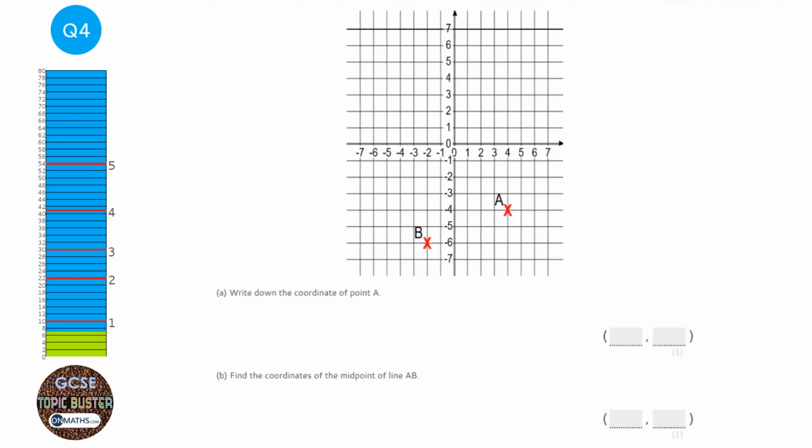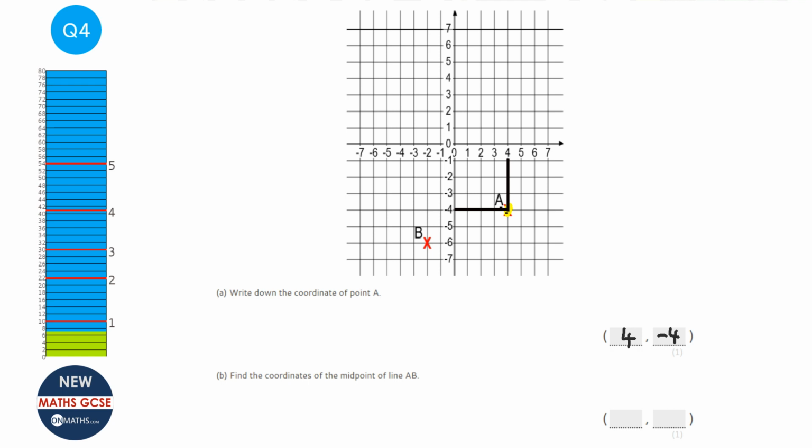So it says write down the coordinate of point A. So we've got to figure out where point A is. It's here. Now, when you're finding out coordinates, it's dead simple. You've got to find out the x-coordinate first. Now, the x-coordinate is this one here. So the x-coordinate is 4. Now, the y-coordinate is this one here. If I get it just right, there we go. Now, the y-coordinate is -4.